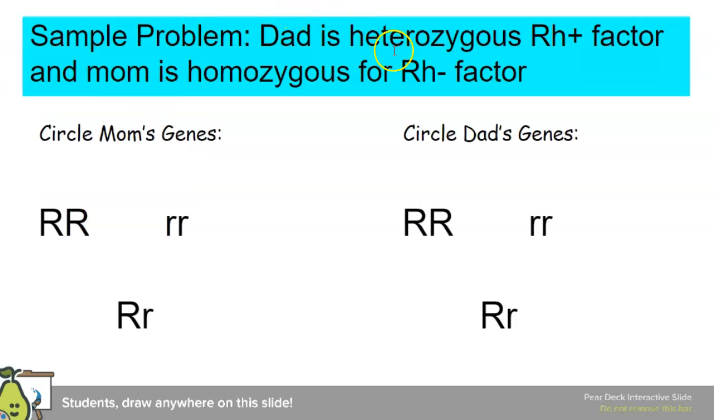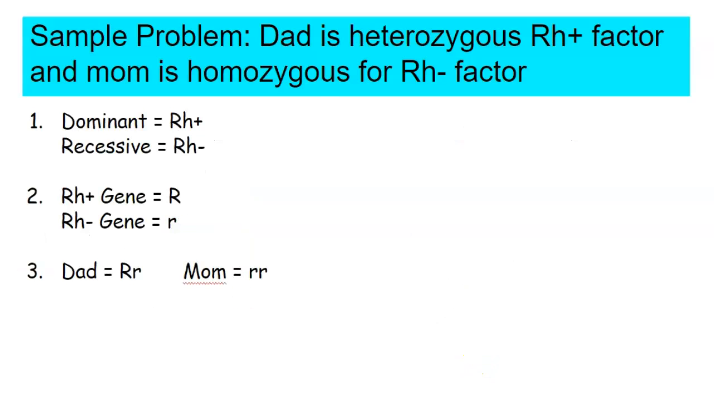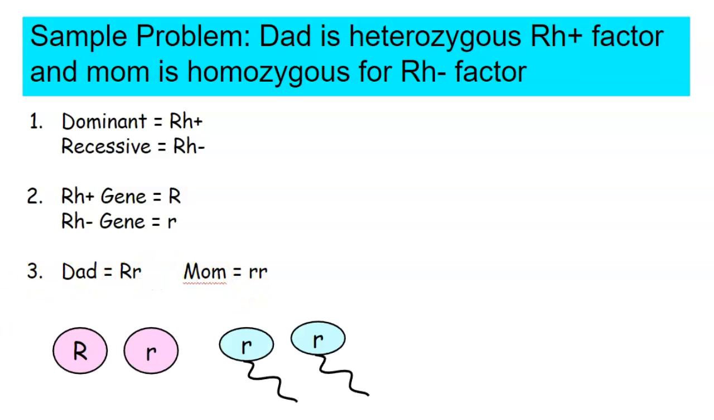So it says dad's heterozygous, so we have to circle dad's genes over here. And then mom is homozygous for Rh negative. So since mom's homozygous, that means two of the same, and she's got Rh negative, so that's going to be two lowercase letters. Dad's heterozygous, that means one of each letter, so that's going to be big R, little r. So we have the parent genes, and now we're just going to do the same thing. It's just a super simple Punnett square problem.